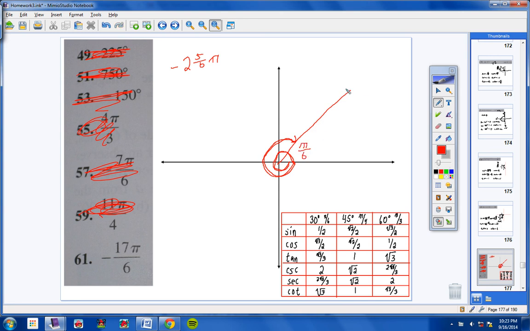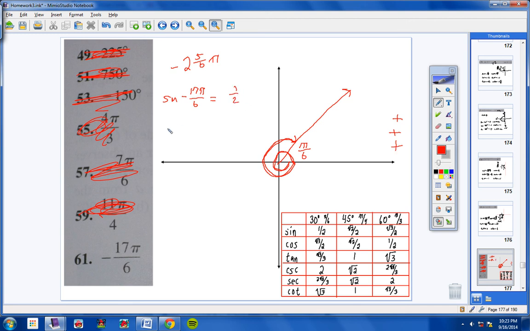Okay, so instead of using negative 2 pi, 2 and 5/6 pi, or negative 17 pi over 6, you can use pi over 6 if you want to. So here we go. Let's see what we have here. The sine of negative 17 pi over 6 would be the same thing as the sine of pi over 6, as long as you remember all of your signs over here are positive.